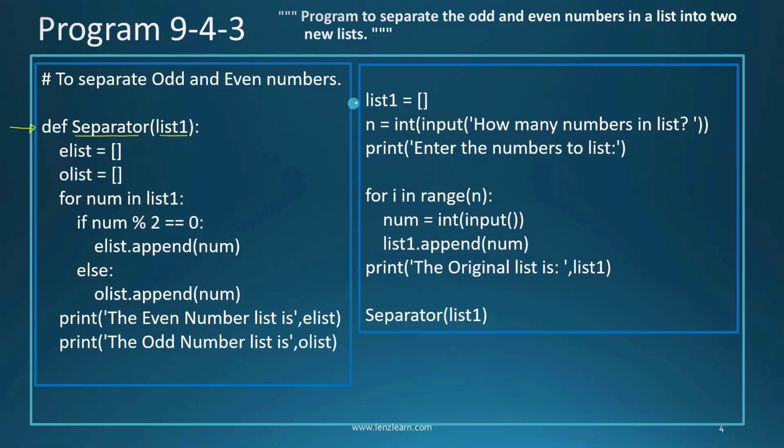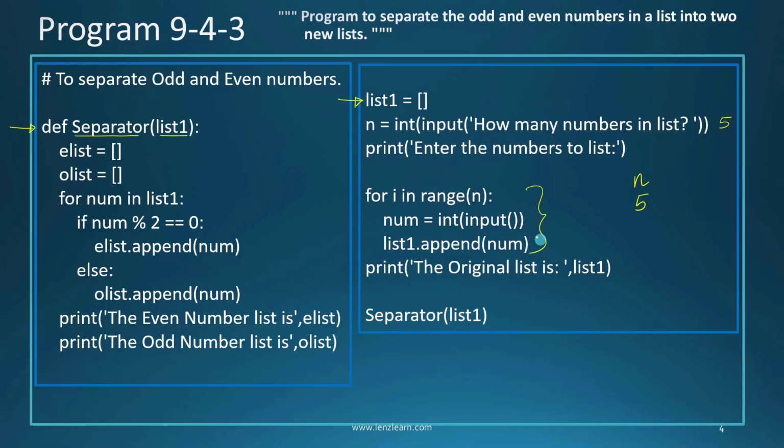So now the program starts from here. On the left side I have just put the function definition. On the right side we have the main program. So here the program starts. First I am creating a blank list. After that I will print how many numbers you want to enter in the list. If I enter 5, that will be stored into variable n. So n will have value 5. Now it will print enter the number to the list.